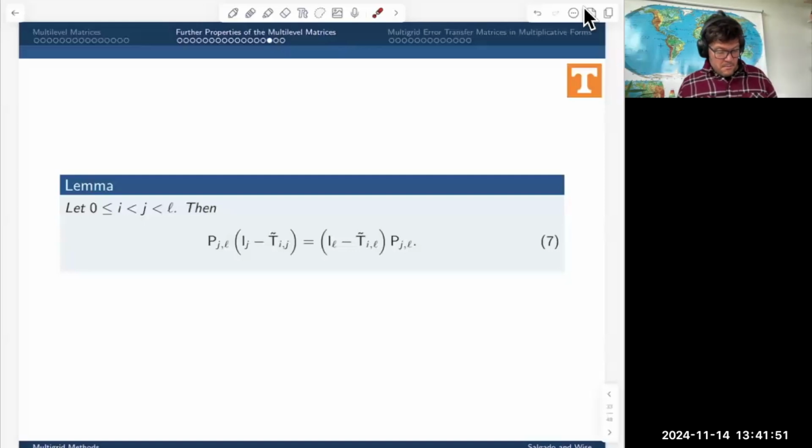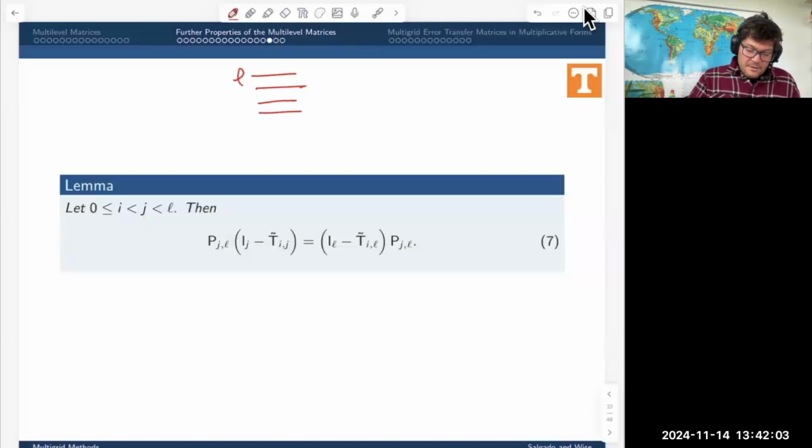Suppose that I is strictly less than J, which is strictly less than L. So in terms of a picture, I've got this L at the top, J is at some level in the middle, which is well separated from this really coarse level I at the very bottom. And all I'm assuming about I is that it's greater than or equal to 0, strictly less than J, and J is strictly less than L. So somewhere down here is the 0 level.